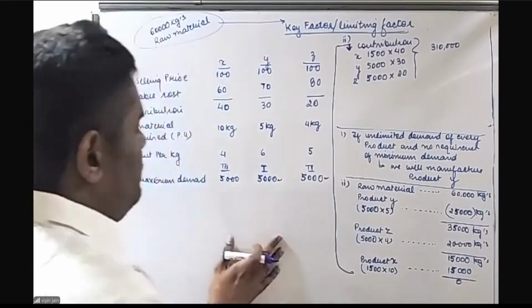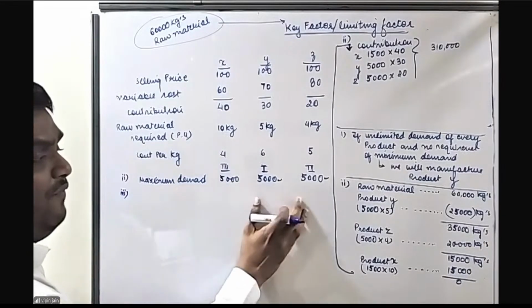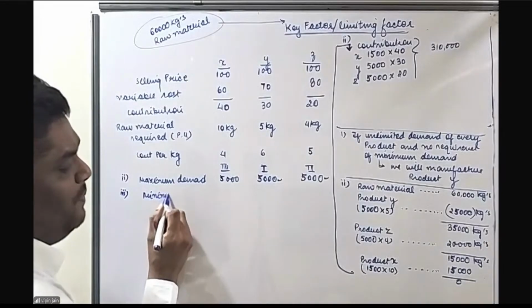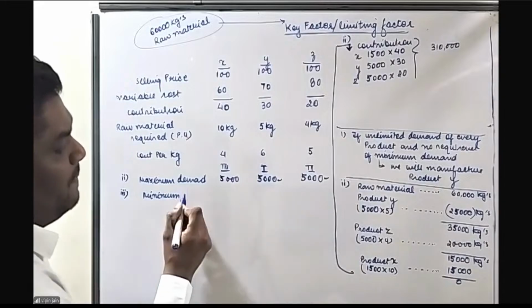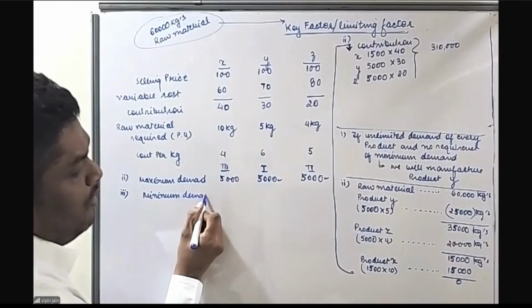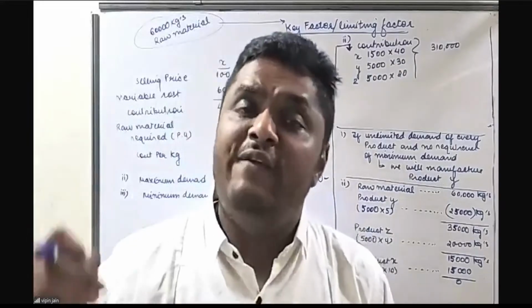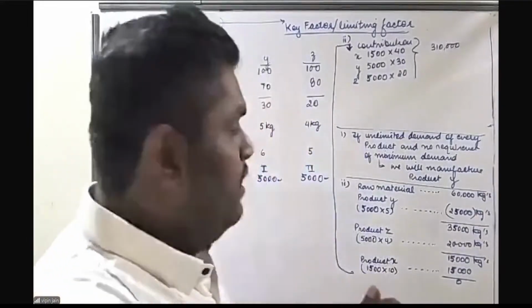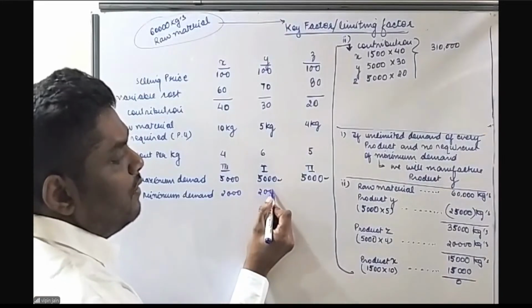Now let's take one more situation wherein apart from maximum demand, minimum demand is also given, that this much we have to manufacture to be in market. So let's say minimum demand is also given. So this many units we have to manufacture for every product to be in market. Here let's say minimum demand is given as 2,000 units.